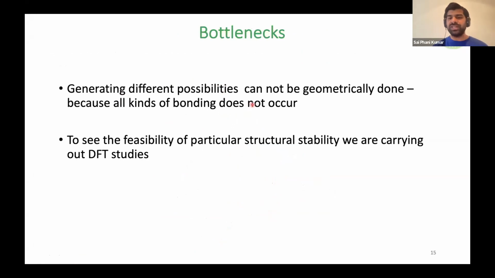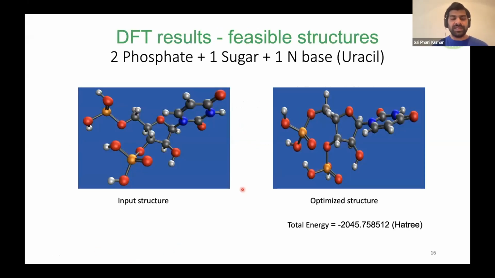There are certain bottlenecks. Generating different possibilities cannot be done purely geometrically, because not all kinds of bonds occur. To see the feasibility of a particular structural stability, we are carrying out DFT studies. We performed several computations using density functional theory.